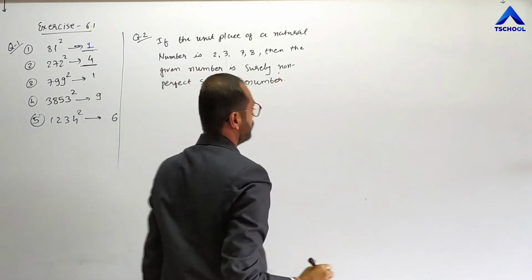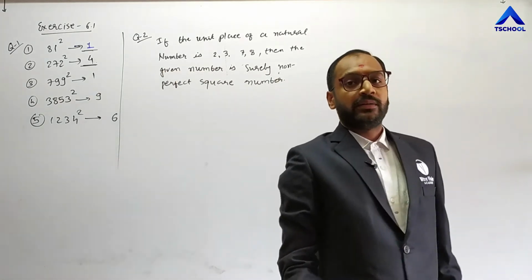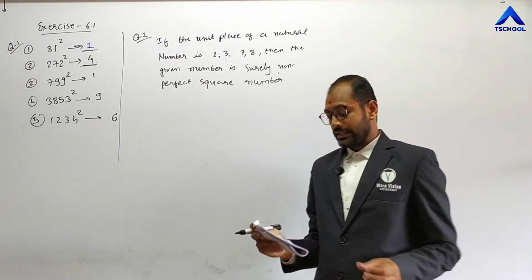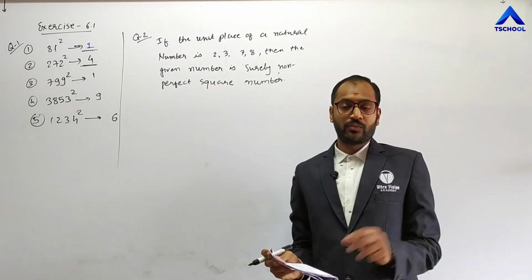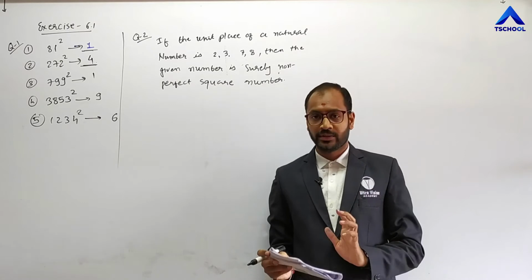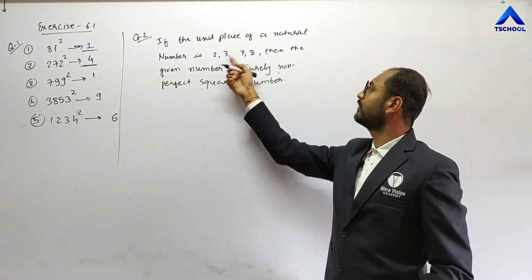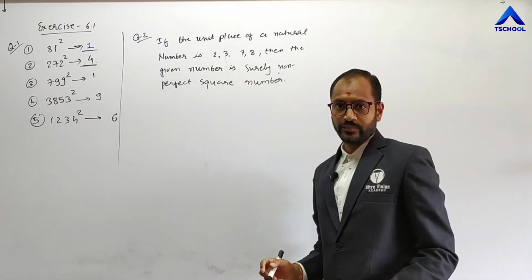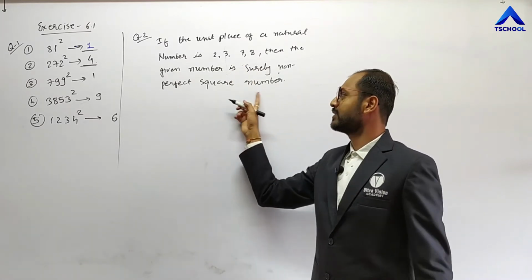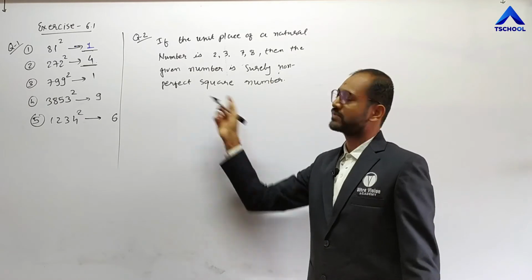Non-perfect square number. Clear? So let me find the given numbers. What is the unit digit of the given number? If the given number contains one of these digits, then that number is surely a non-perfect square number.